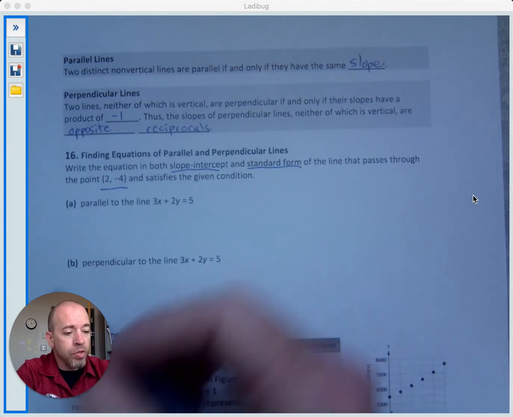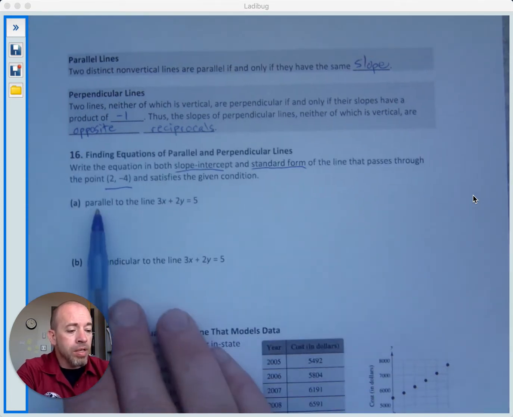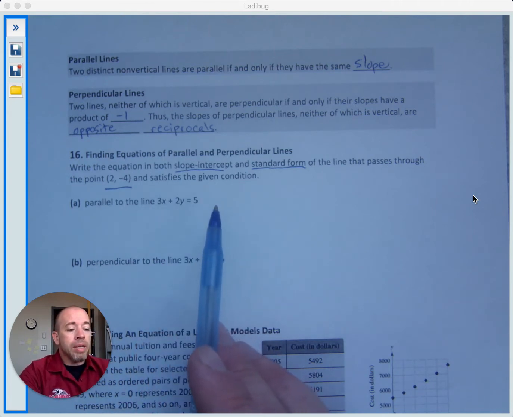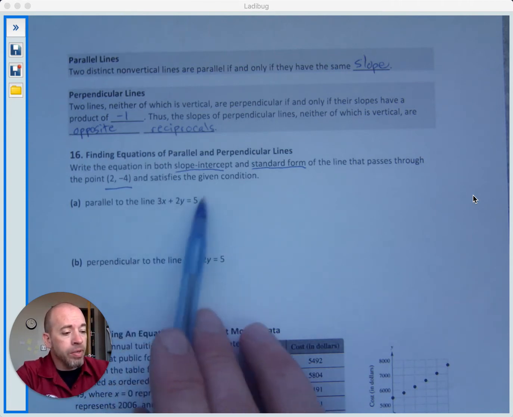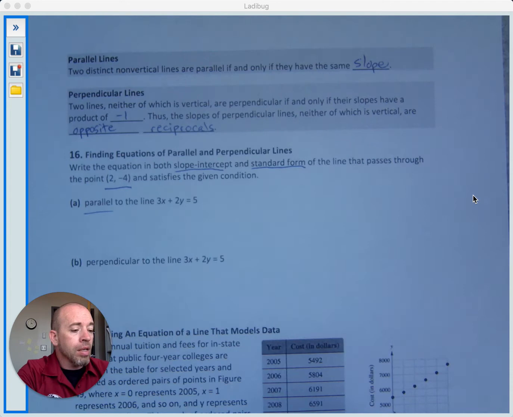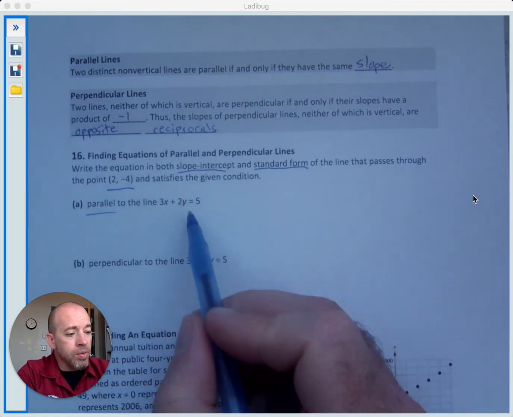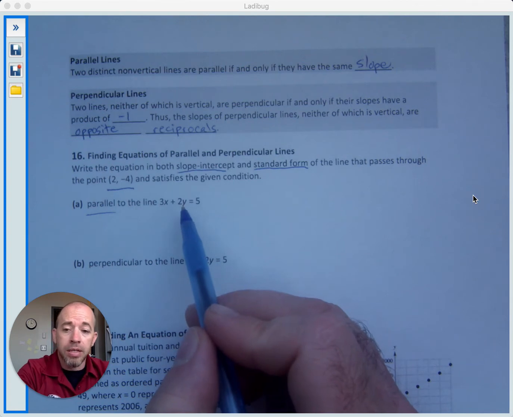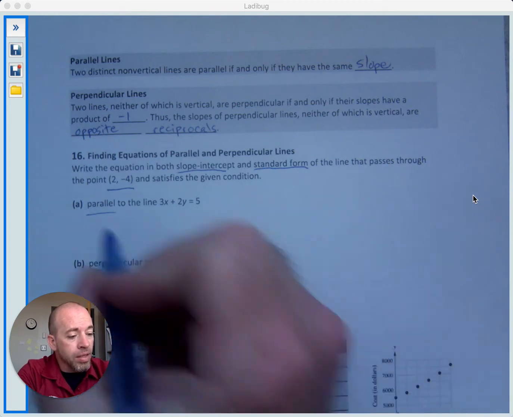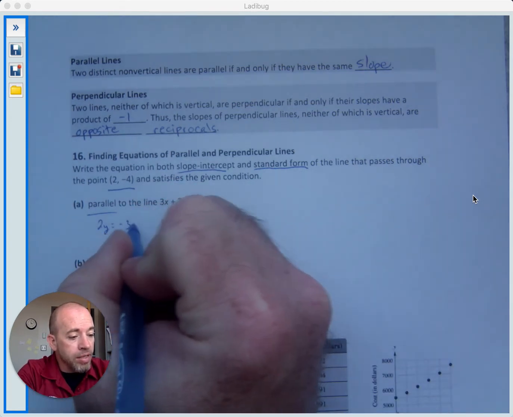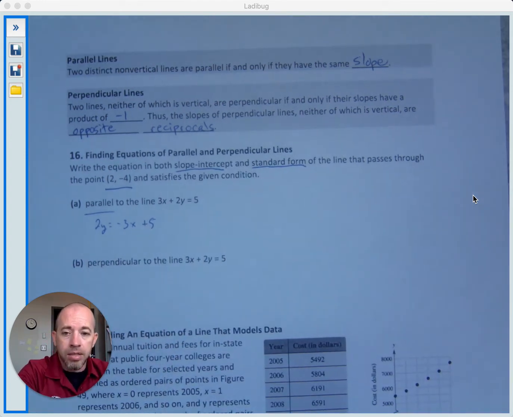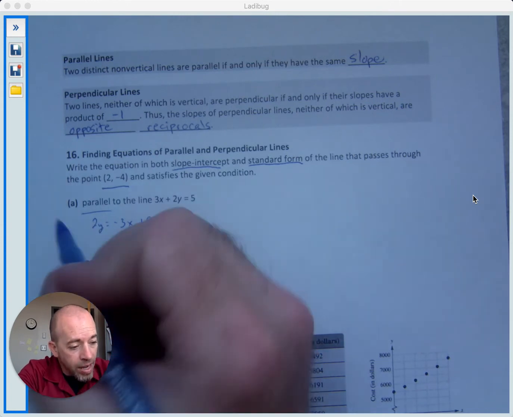So these are really two problems. First problem, it's parallel to this line, 3x plus 2y equals 5. Well, it'd be nice if we knew the slope of this line, so we would know the slope of the line we're looking for. Because if it's parallel, we have the same slope, right? So let's rewrite this equation in slope-intercept form so that we can find the slope. To do that, we need to get y by itself, right? So I'm going to subtract 3x. So we get 2y equals -3x plus 5. I've subtracted 3x from both sides here. And then to get slope-intercept form, I'm going to multiply by 1/2.